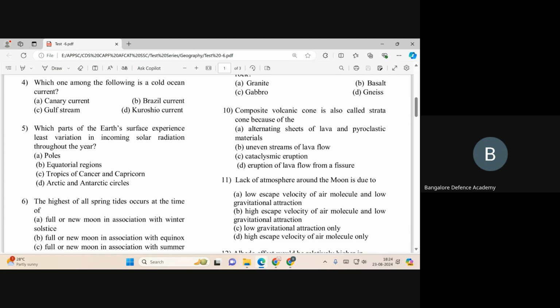The simple question is on composite cones. Composite volcano is also called stratovolcano. Yesterday only I told you, these are extrusive landforms. So what is the reason? Why is it called a stratovolcano? I told that time also.